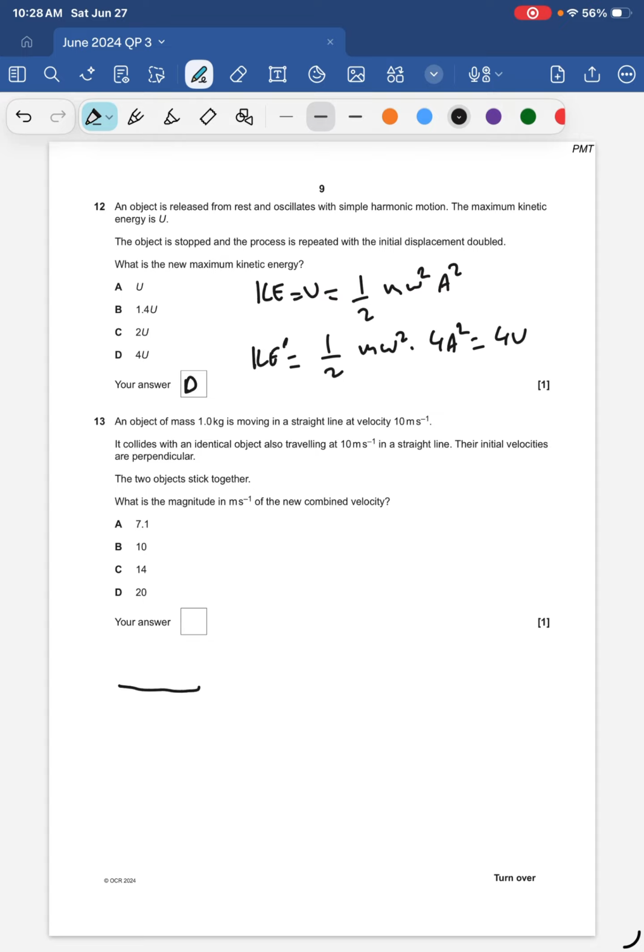So we have the first object, let's call it P1, traveling with 10 meters per second. So P1 is 1 kilogram times 10, so 10 kilogram meters per second. And we have another object, which is identical to the first object. So it has the same exact momentum, but in a direction that's perpendicular to the first one, okay? So this is the before situation. And after that, the two objects stick together and they move with some new combined momentum, which we call P.